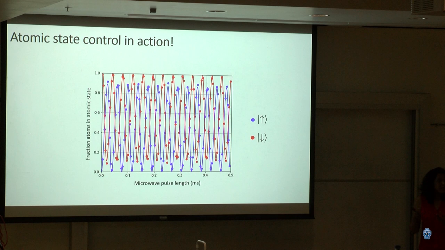So here at time zero, we've started with all of our atoms in the down state, and as a function of how long we apply our microwave pulses for, you can see that our atoms oscillate back and forth between up and down. A really neat fact about this sort of measurement, oscillating between two states, is that if you do it out to a really long time, you will actually see that the amplitude of this sinusoid will decay as an exponential. And that decay tells you what the coherence of your system is.